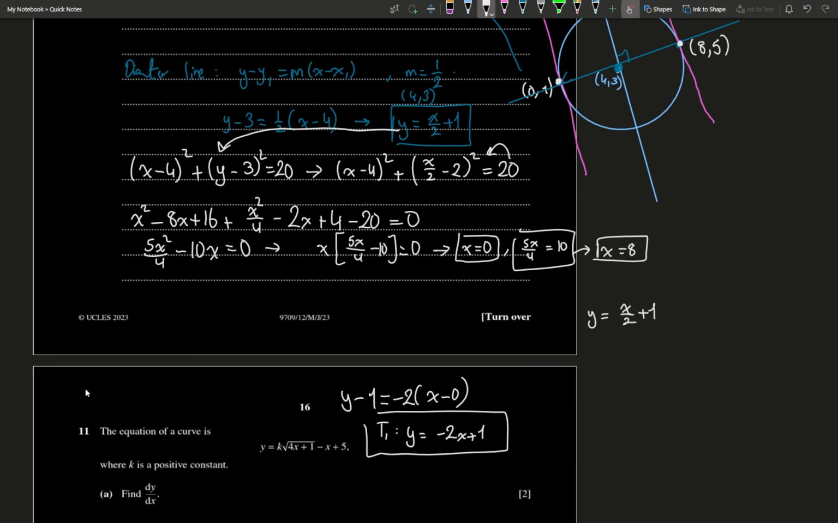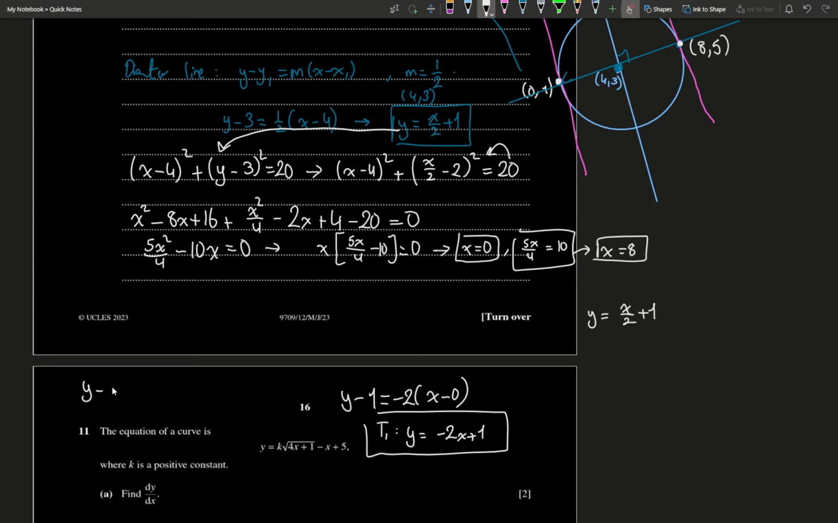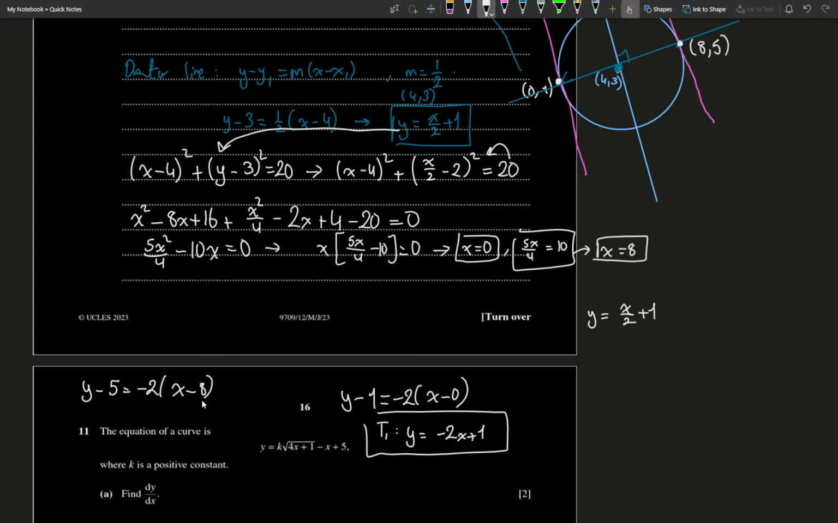Then for t2, it will be y minus the y coordinate of the second point, which is 5, is equal to negative 2 times x minus 8. Let us simplify this. The equation of t2 is y is equal to negative 2x, negative 2 times negative 8 is 16, plus 5 is 21. This is the equation of the other tangent. Alhamdulillah, we have finally finished this question. Sorry, it was a long one.